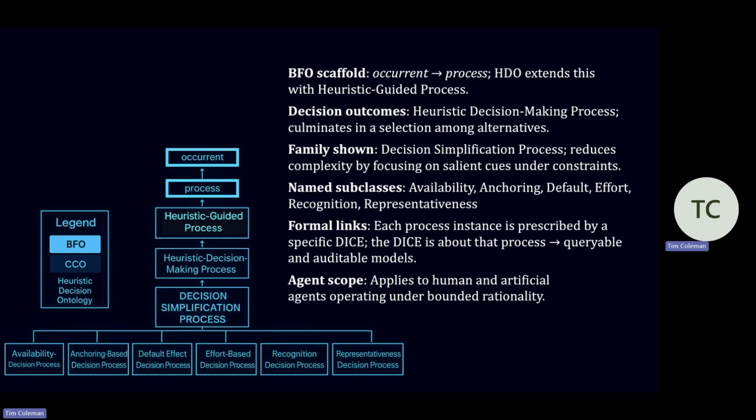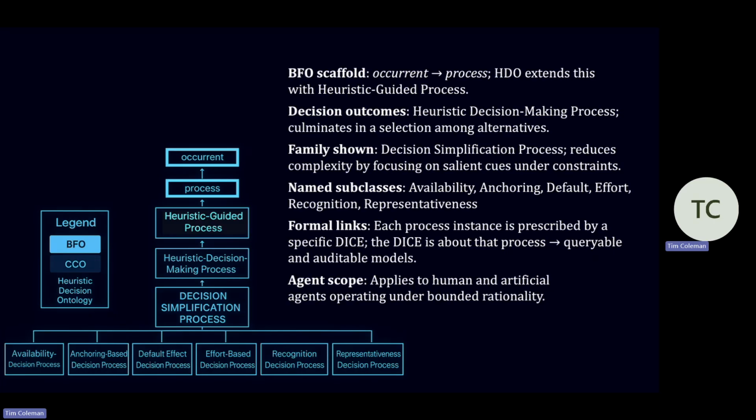Now that we've defined heuristic instruction as prescriptive rules, the next step is to show how they connect to processes. Here we rely on the BFO scaffolding. In BFO, a process is an occurrent, something that unfolds over time. What we've done in heuristic decision ontology is extend the idea with a new class, the heuristic guided process. A heuristic guided process is exactly what it sounds like, a process that is prescribed by a specific heuristic instruction. It's the behavioral side of the equation.